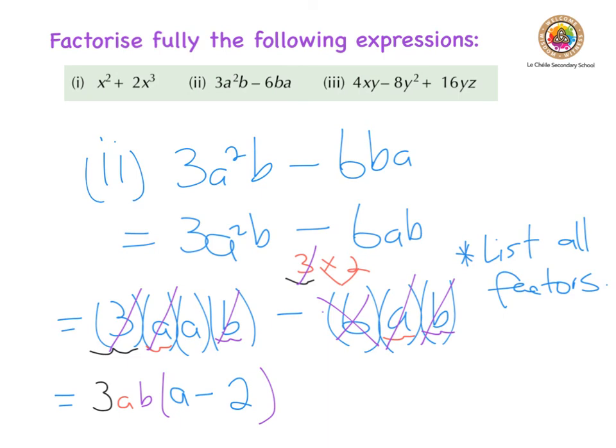Okay? And so lastly then, your homework for tonight is to do example number 3: 4xy minus 8y squared plus 16yz, to factorise that for yourselves.